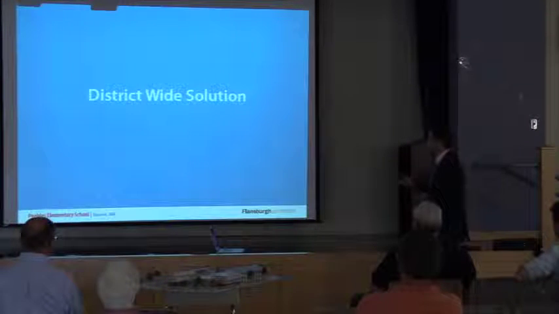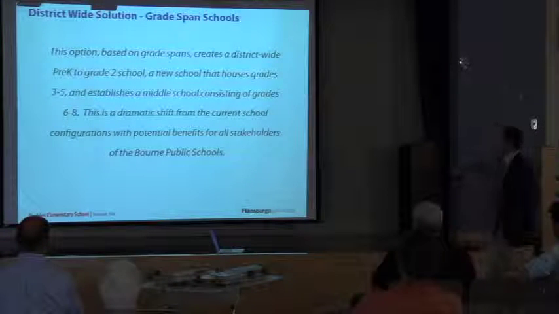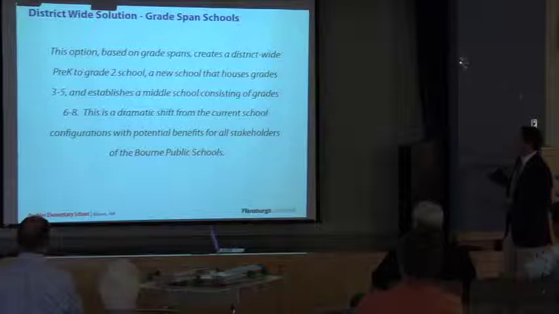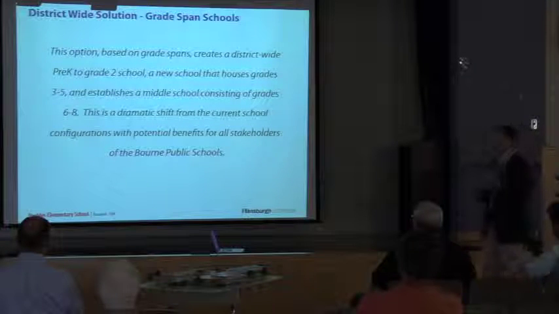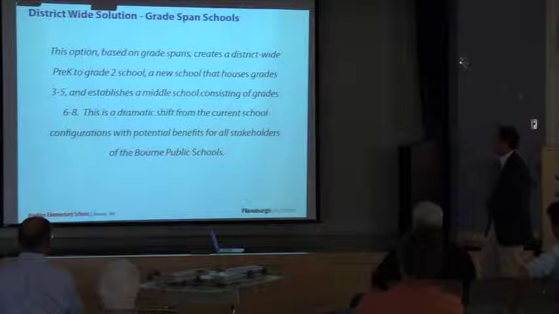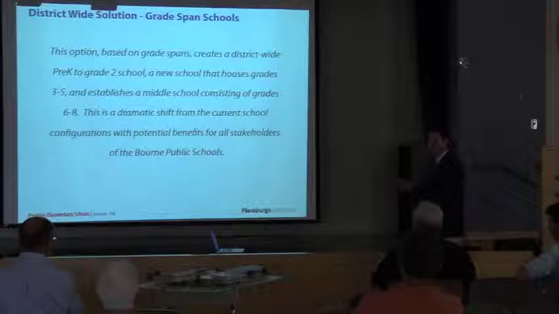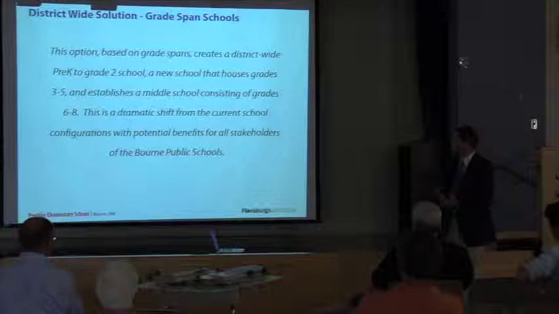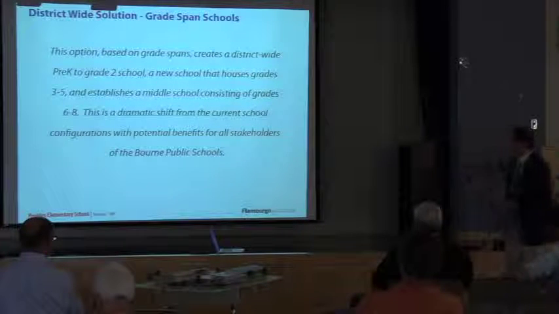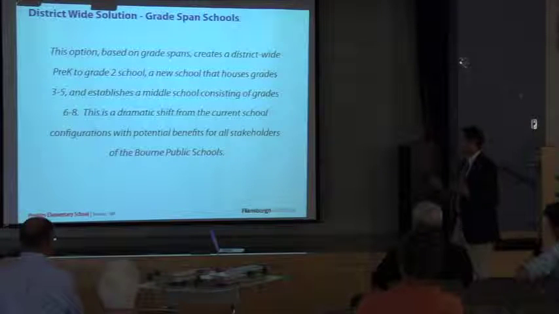option 5A, and this is a district-wide solution. This option, based on grade grants, creates a district-wide pre-K to 2 school that would be here at Bournedale. A new school for intermediate elementary 3 to 5 at Peebles, that'd be the new project. And then the middle school serves grades 6 to 8. Again, taking the fifth grade out of the middle school and putting it into an elementary school setting. This is a dramatic shift in the current school configuration with benefits for all stakeholders from the Bourne Public Schools.